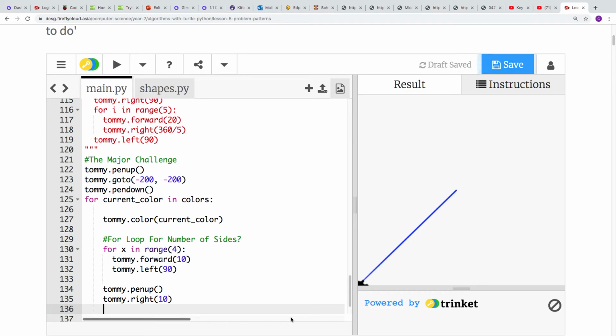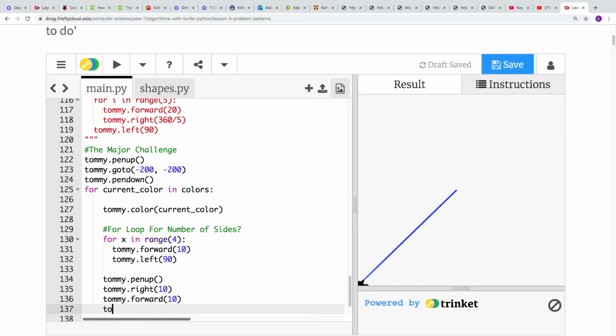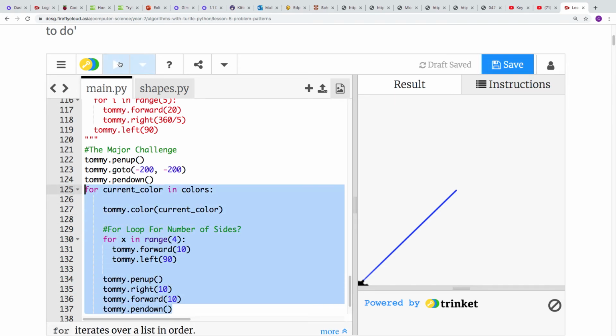We might need to experiment a little bit here. Tommy dot forward 10. Let's try it. But then after that, we need to do Tommy dot pen down. And then for x in range. Yeah, and then it will start again, won't it? Oh, wait. Let's see what happens. Now he's away down there.